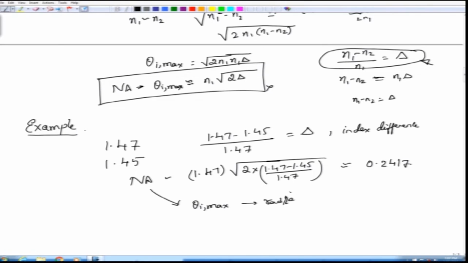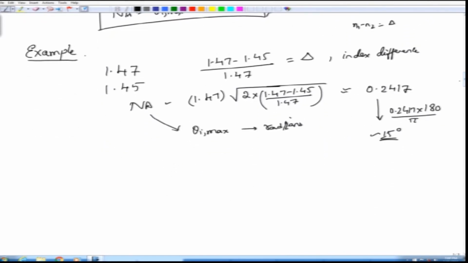So, you want to convert this 0.2417 into degrees. For that, you need to multiply it by 180 and divide the whole thing by pi. Roughly pi is 3, so 180 divided by 3 is 60, and 60 into 0.25 is 60 by 4, which is roughly 15 degrees. Of course, the actual answer will be slightly different. You can calculate that from your calculator.